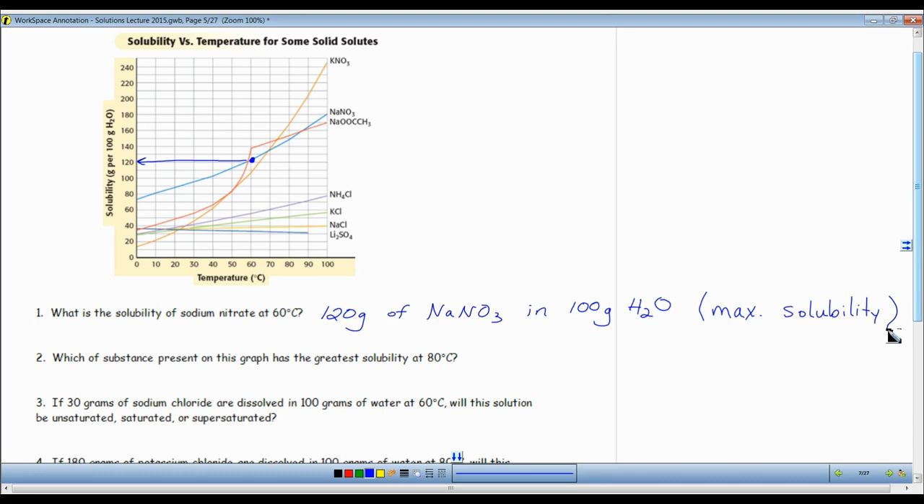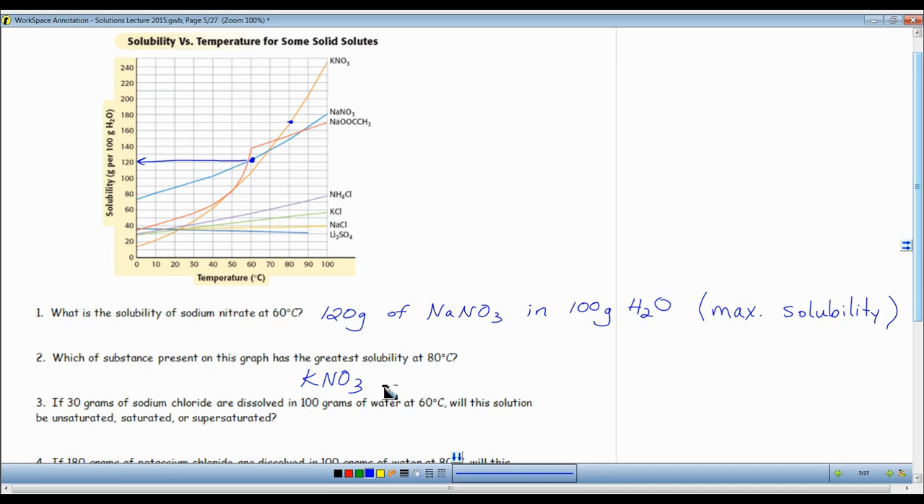What substance present on the graph has the greatest solubility at 80 degrees? Okay, so I find my 80 degrees Celsius, follow it up, boom. The greatest solubility is probably this potassium nitrate. Of all these substances, I could dissolve the most potassium nitrate in 100 milliliters of water at 80 degrees. Okay, this isn't so bad, right? Now here's a couple funky ones.